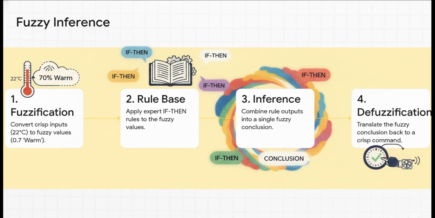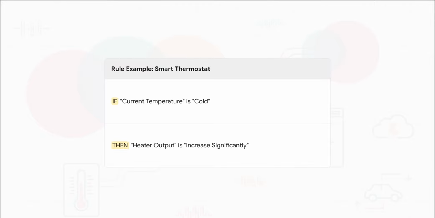And really, the heart and soul of the whole thing is this rule base. It's where you store expert knowledge, but in this incredibly simple, readable format. You don't need complex equations. All you need are these intuitive rules that just feel like common sense. If the temperature is cold, then the heater output should be high. It's a surprisingly powerful way to capture human expertise.